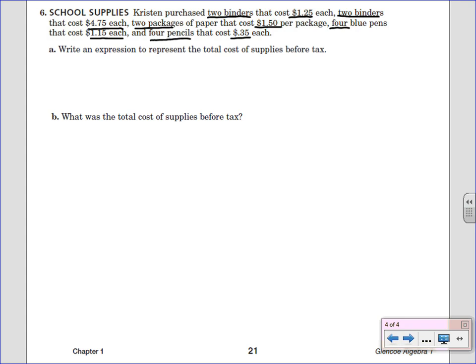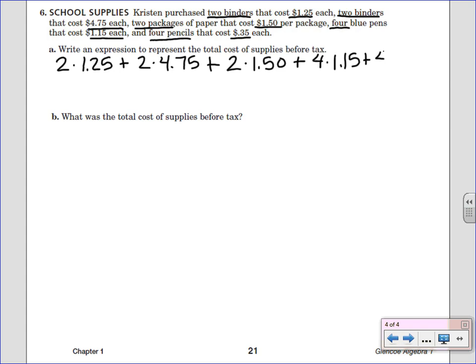So, if I write this all out, it would look like she bought 2 binders that were $1.25 each, and she bought 2 binders that were $4.75 each, and she bought 2 packages of paper that were $1.50 each, and 4 pens that were $1.15 each, and 4 pencils that were 35 cents each. So that's one way that we can write the cost.